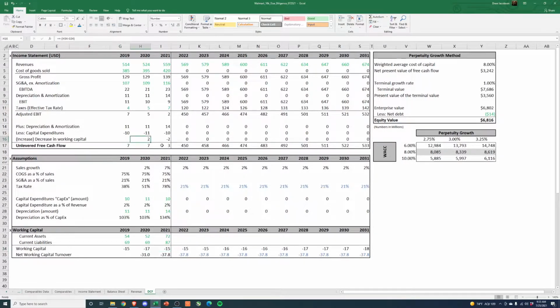And if you look up here, you'll see 2, negative 2. So this is the change in working capital. So if working capital went from negative 15 to negative 17, that means it generated $2 billion of cash flow because it got more negative. And then in this instance, it got less negative, negative 15 to 17. They used $2 billion of cash that year in comparison.